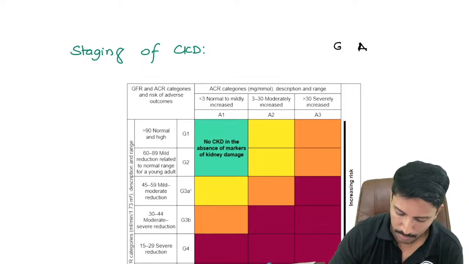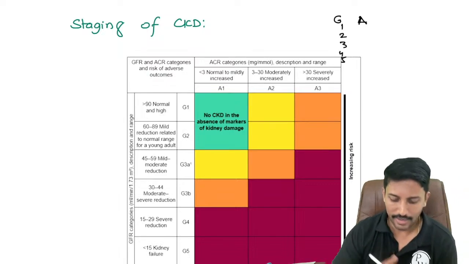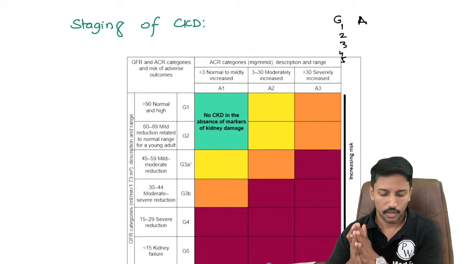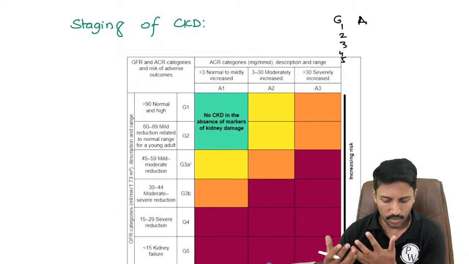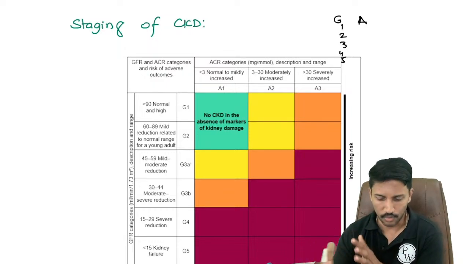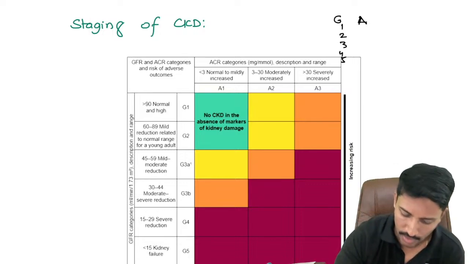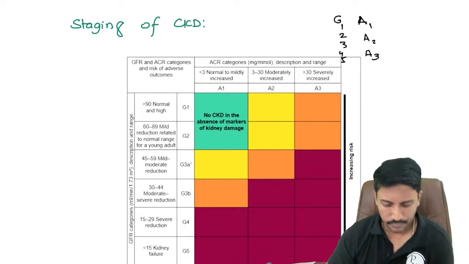Right? The GFR stage will have 5 stages. We will label them as G1, G2, G3, G4, and G5. And albuminuria wise, whether the albumin lost is normal to mildly increased, or moderate, or severely increased, we will have albuminuria stages as A1, A2 and A3.